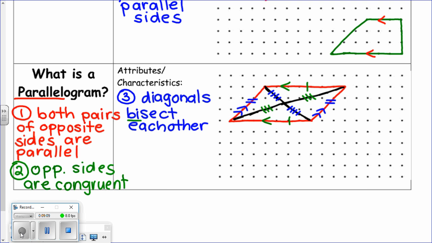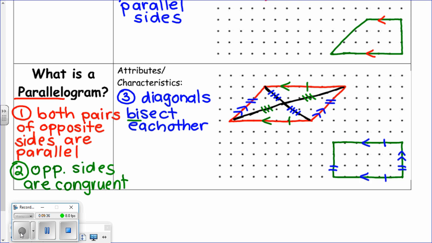So if a parallelogram is just a shape with opposite sides parallel and opposite sides congruent, well, I know that a rectangle has opposite sides parallel. The top and the bottom are parallel, and they're also congruent. I know that the left and the right sides of a rectangle are also parallel and congruent. So a rectangle is just a special type of parallelogram.